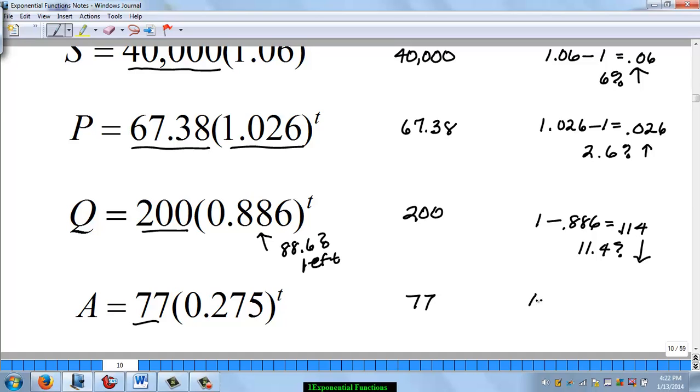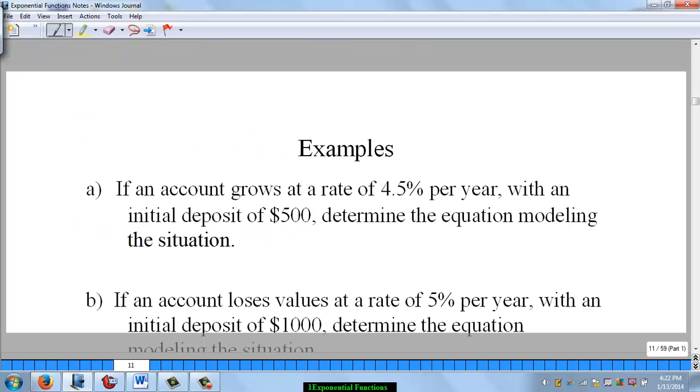This one I'm going to do 1 minus 0.275. That's going to be 0.725. So that's a 72.5% decay rate. So this means if this was per year, in this case it was every 1,000 years, it drops 11.4% per year. That means that's left over per year. This is the same thing. If 27.5% is left every year, that means 72.5% went away every year. Right. Let's practice some examples.